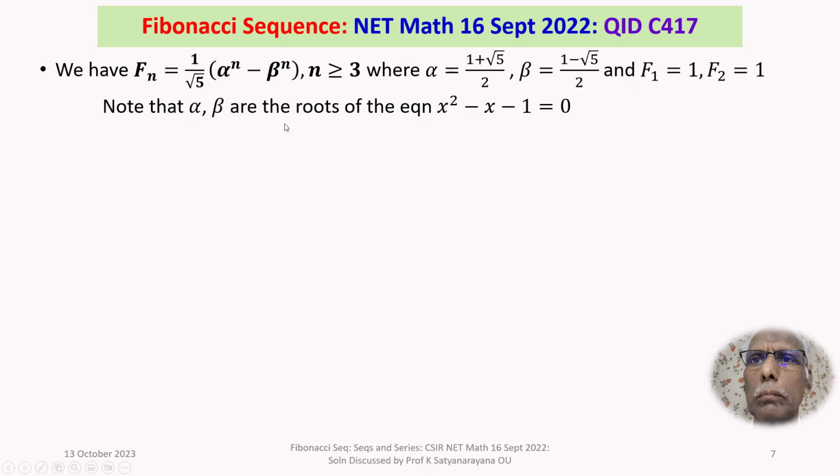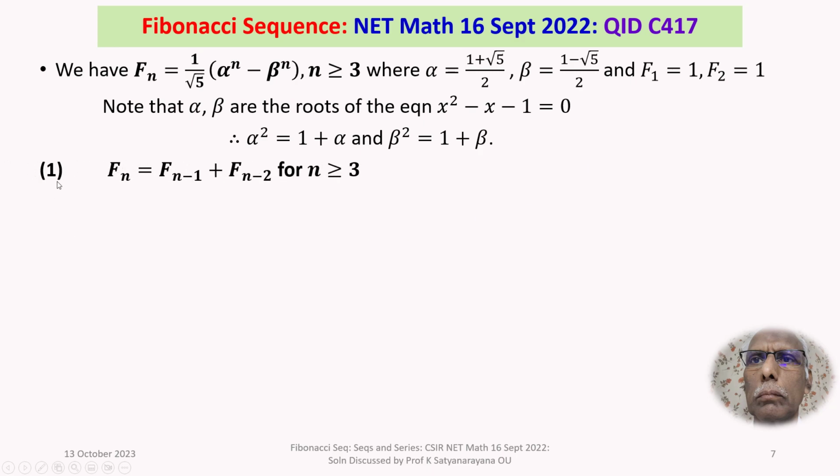And what is that quadratic equation whose roots are alpha and beta? This is precisely this one. So alpha and beta are the roots of this one. Therefore alpha square is equal to 1 plus alpha, beta square is equal to 1 plus beta. Now let us take option 1.